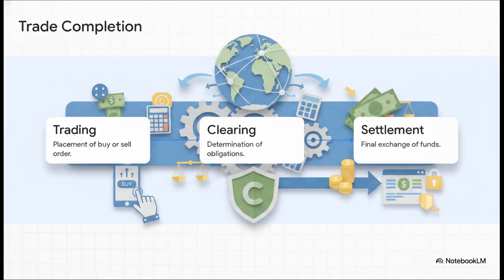Okay, so how does this actually play out when you buy something? When you hit buy, it triggers a 3-step cycle backed by the clearinghouse, which basically acts as the guarantor for the trade. First up is trading. That's simply the placement of your order. Second is clearing.